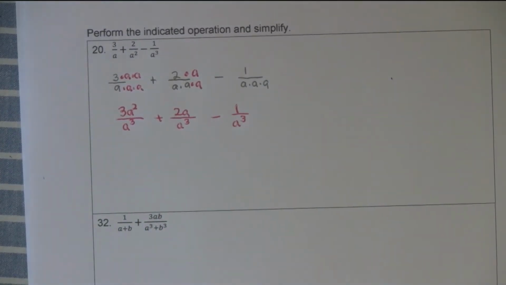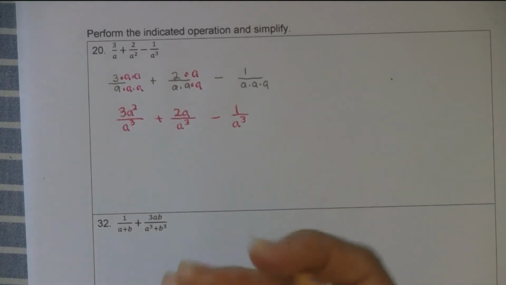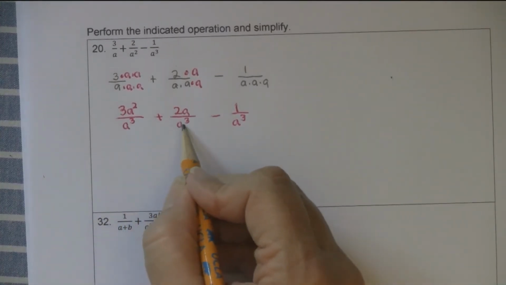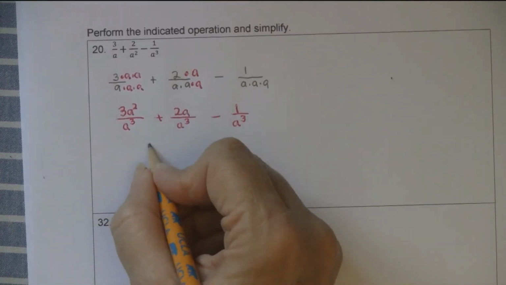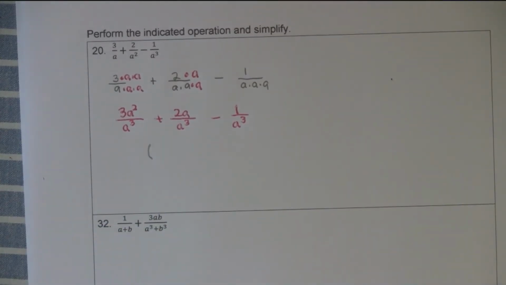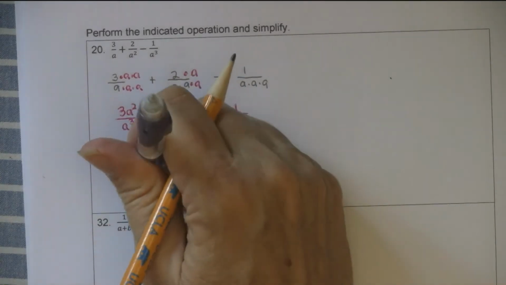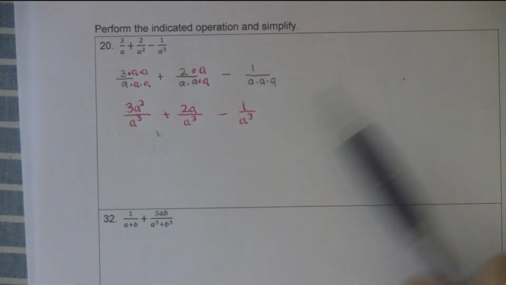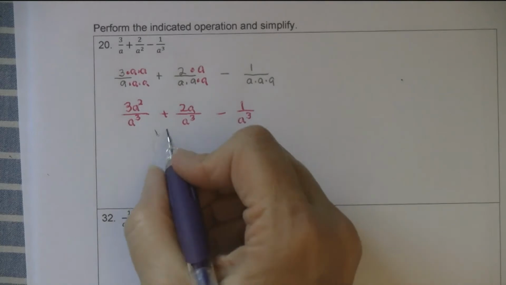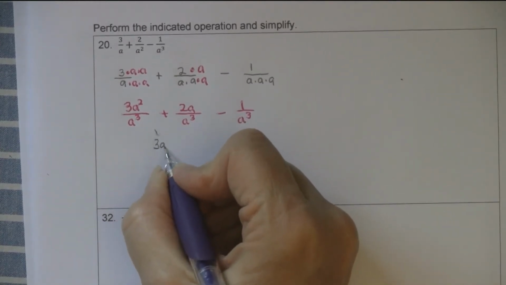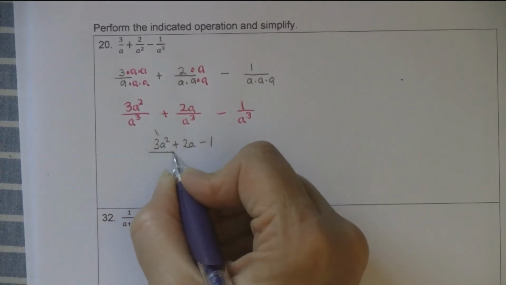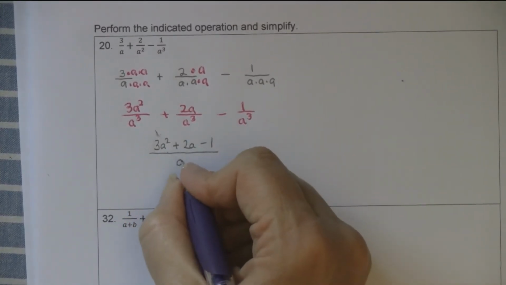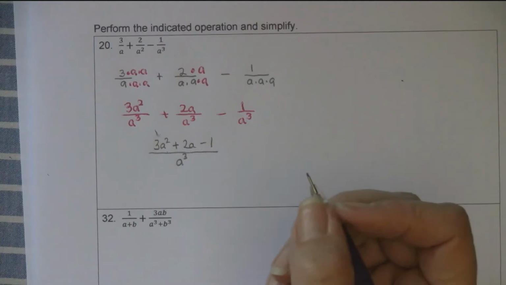And now I'm saying to myself, oh, all the denominators are the same. Same. So I can add and subtract the numerators. So this is, I don't know why I wrote a parenthesis, but I did. So this is going to be 3a squared plus 2a minus 1, all divided by a cubed, the same denominator.